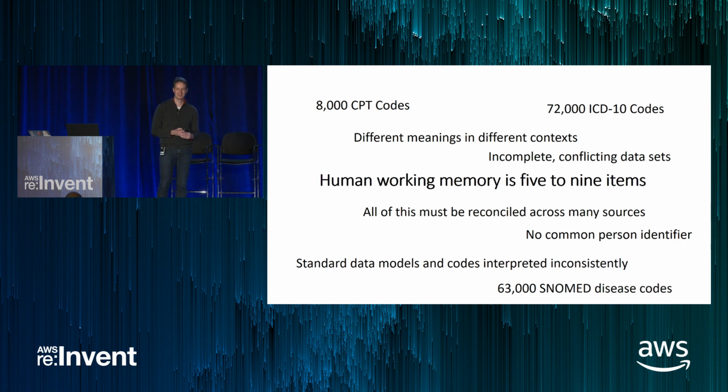And, of course, human working memory is 5 to 9 items, so not very good, right? And there's just no way around this. This isn't something where we land on an architecture and high-five each other, like, yeah, we've nailed the data complexity problem. This is a systematic approach that we have to work through.